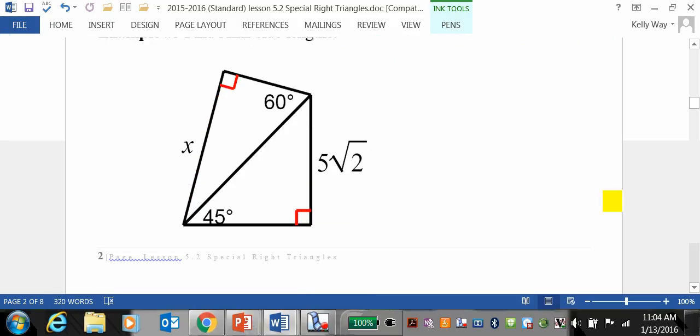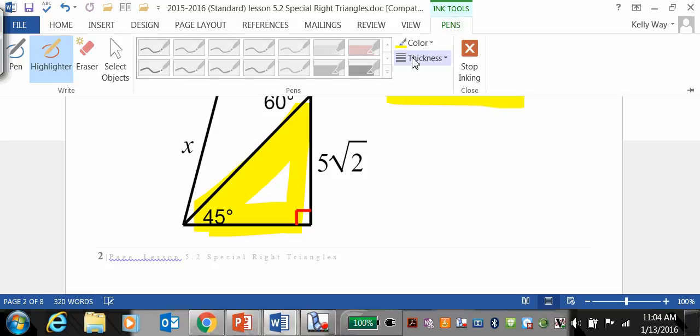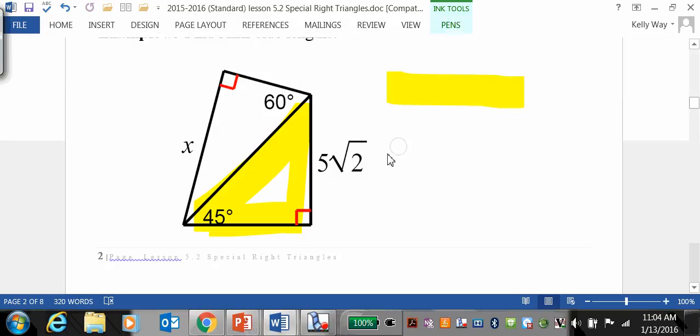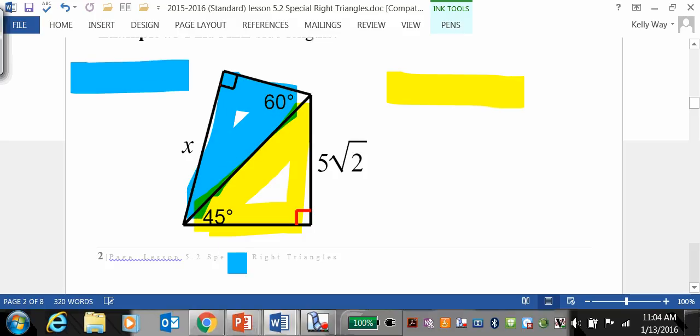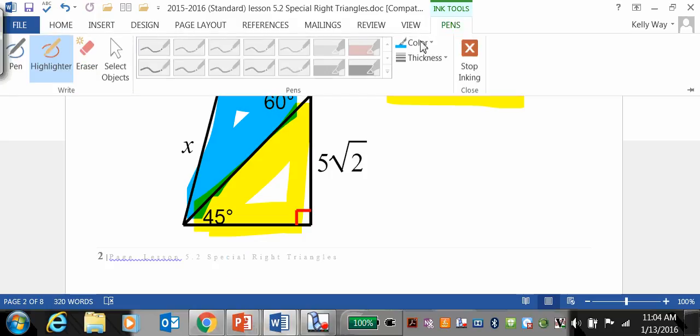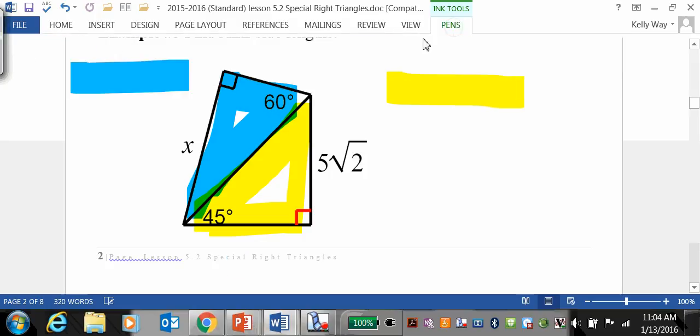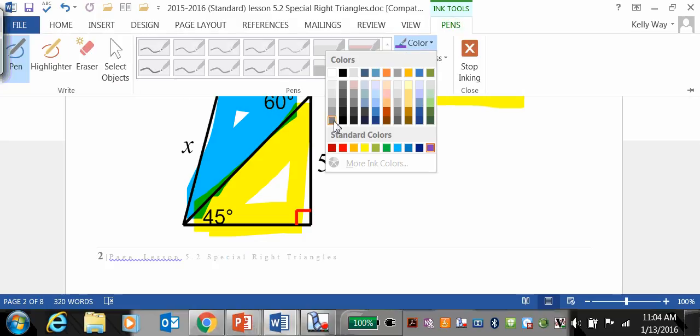Okay, ready, guys? This right here is a 45-45-90. Put the chart there. This is your graduation problem. This right here is a 30-60-90. Put your charts in there, go. It's a combined problem. Always start with the charts. Write your charts in there, please.